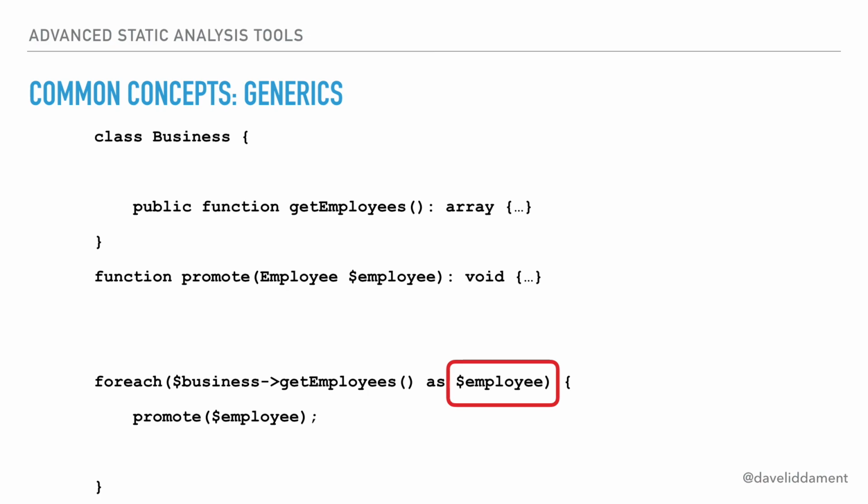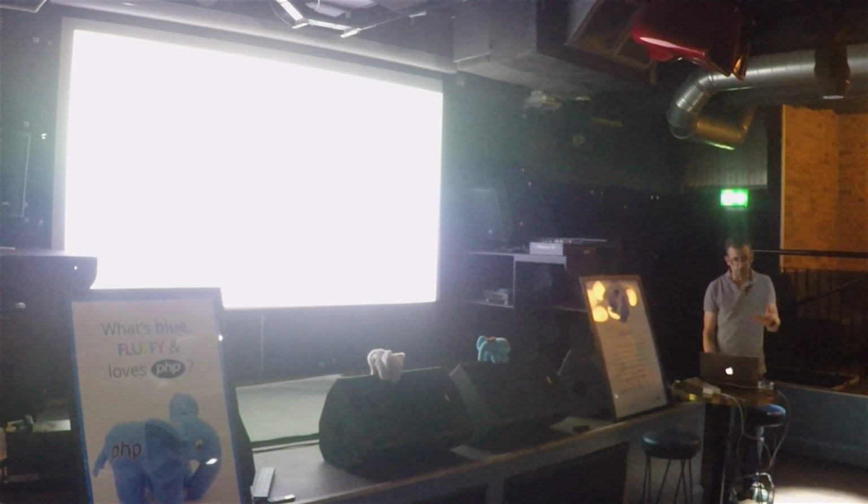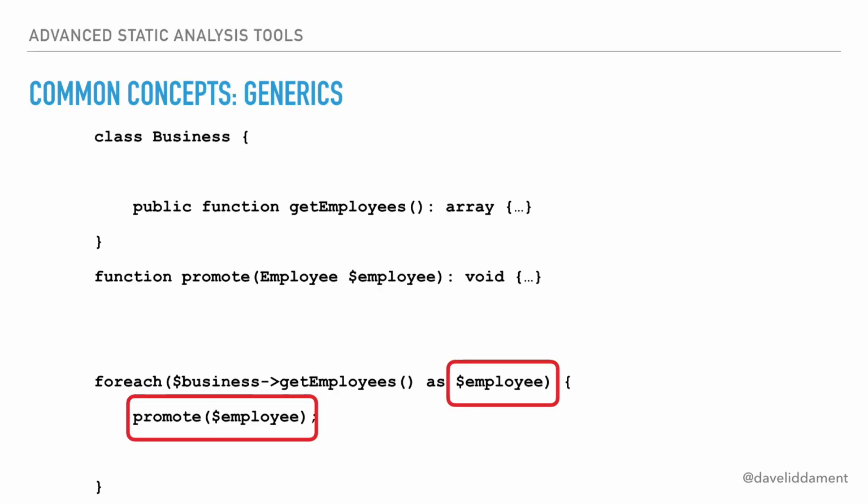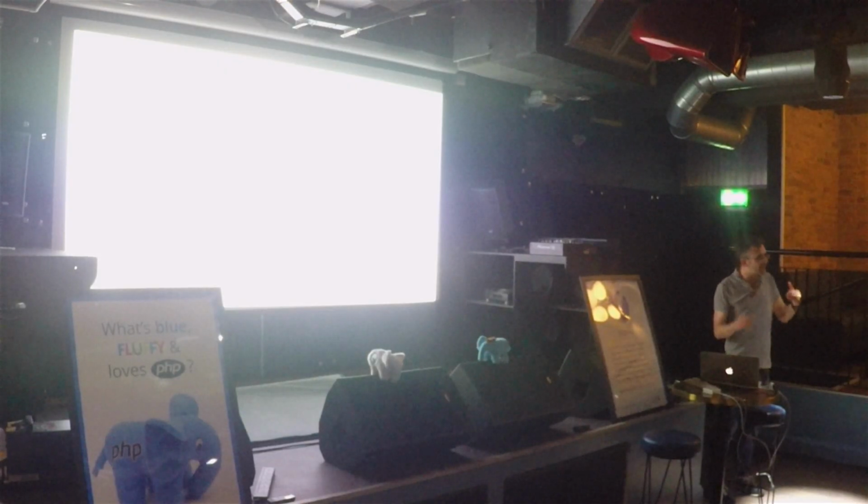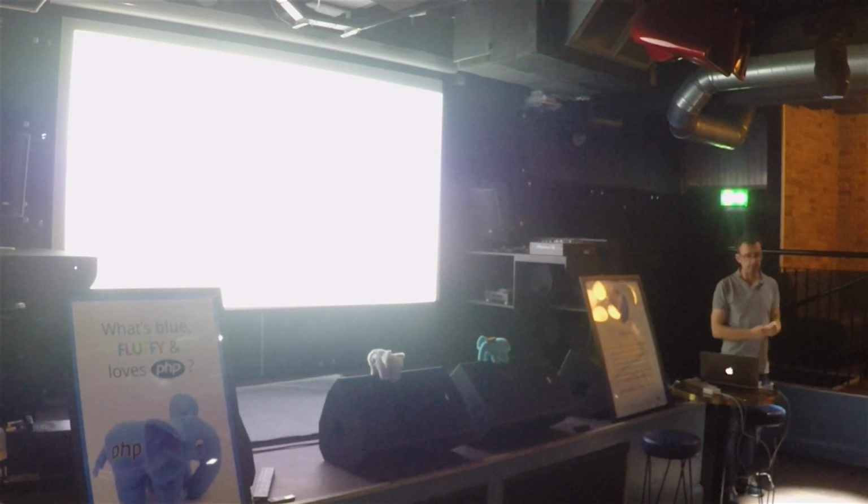So we basically don't know what employee is. We'd have to go and look at the code. That means if we want to call promote, we can't say for sure that we are calling promote, passing to it an employee.